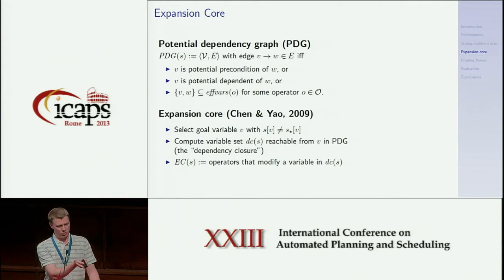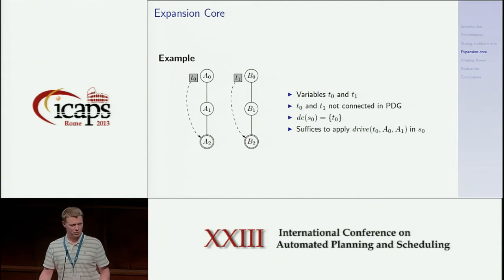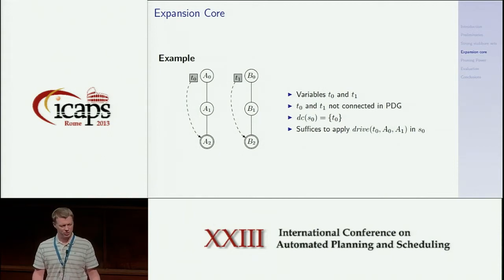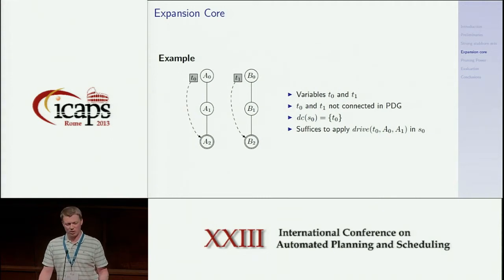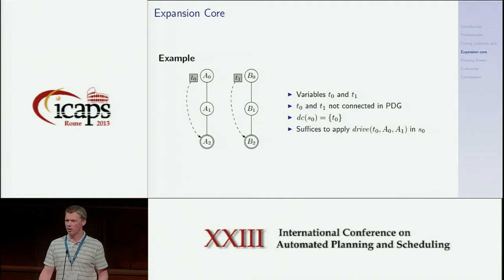So let's have a look at an example again. Again, this truck example, where the two trucks have to drive from A0 to A2 and from B0 to B2. This can be formalized with two variables, T0 and T1, describing the current location of the truck. What we observe is that T0 and T1 are not connected in the potential dependency graph, which essentially means that the dependency closure, for example in the initial state, only contains one of these variables. And again, in this example, it suffices to only apply the drive operator from A0 to A1 and to prune the other operator.